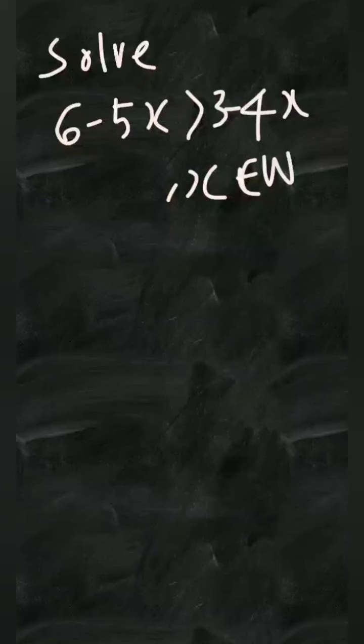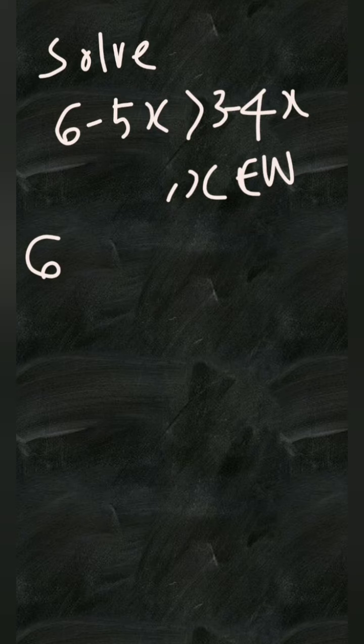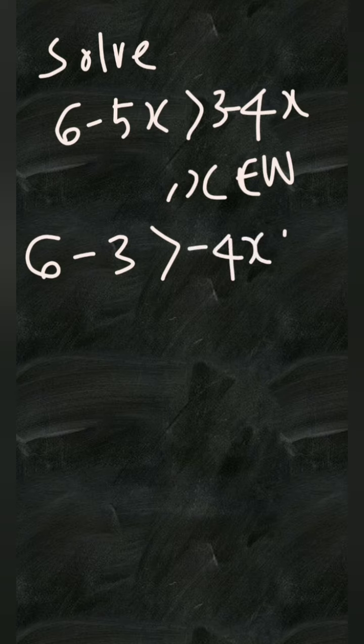Consider the next question. Solve the linear inequation 6 minus 5x greater than 3 minus 4x, where x is an element of W, that is, the set of all whole numbers. So here, as we did earlier, first of all we have to write all the terms which contain x on one side and all the other terms on the other side. So here I am going to take this 3 from the RHS to the LHS and minus 5x from the LHS to the RHS. Then it will become 6 minus 3 is greater than minus 4x plus 5x.